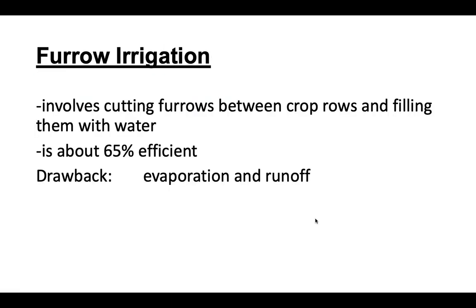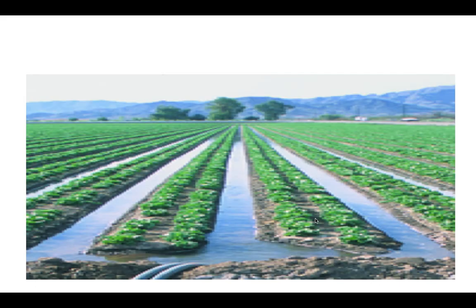Furrow irrigation, which is what that right here is, involves cutting furrows, which is basically just like a little ditch between the rows of crops and filling them with water. This is only about 65% efficient, and the drawback there is evaporation and runoff is pretty high. There's the example again.